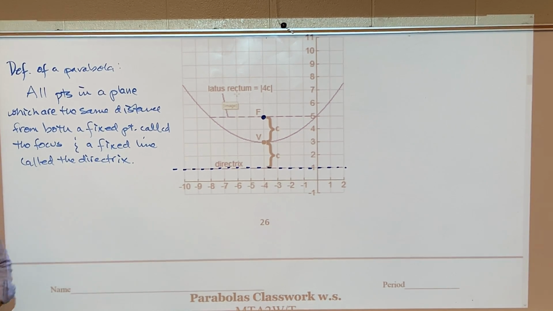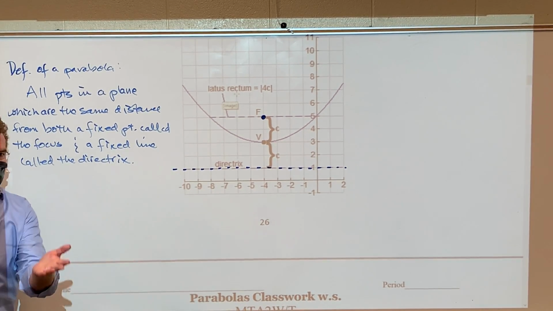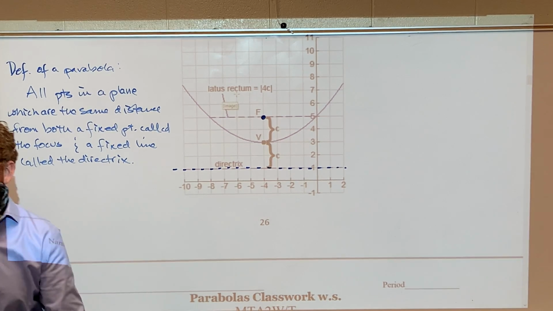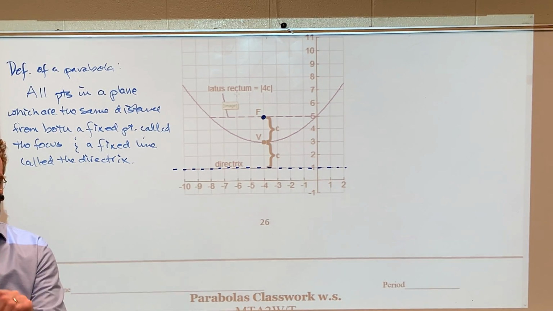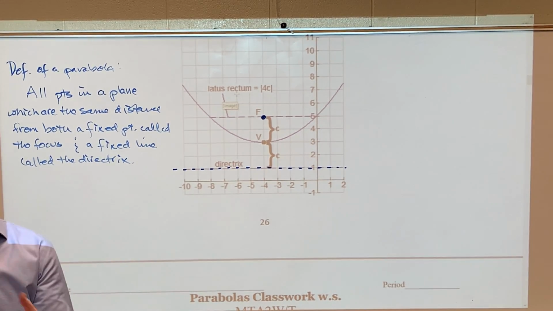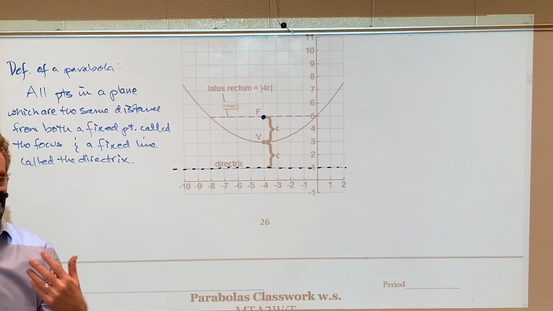So again, as you're copying this down if you want, and yes, I have sometimes asked you about the definition. I don't ask you to write it, but sometimes I ask you to match. Like you know the definition of a circle. How would you define a circle? All the points in the plane that are what? Equidistant from a fixed point called the center. And that distance is the radius, right?